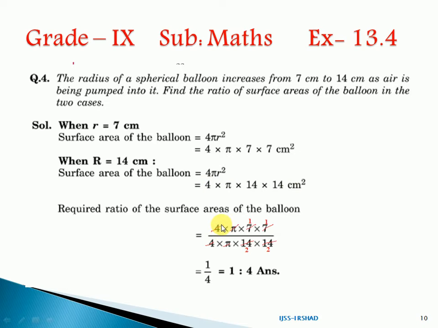Now you can cut this 4 and 4, pi and pi, 7 one time, 7 two times, again 7 one time, and 7 two times. So when you multiply here, 1 into 1, 1 in the numerator will come, and in the denominator 2 into 2 will be 4, that is 1 by 4. In ratio, that means you can write 1 by 4 as 1 is to 4. So your answer is 1 is to 4.